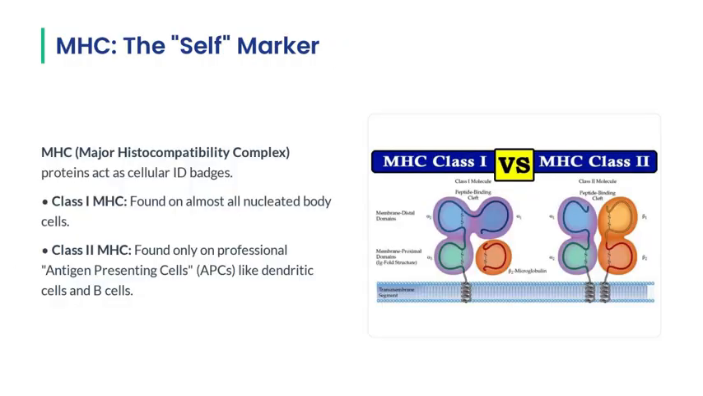And then we have the self marker, or the MHC right here. We have two different classes shown below. The MHC is the major histocompatibility complex, which are proteins that act as cellular ID badges, like a school ID or your driver's license. Class 1 is found on almost all nucleated body cells, but class 2 is only found on professional antigen presenting cells like dendritic cells and B cells.